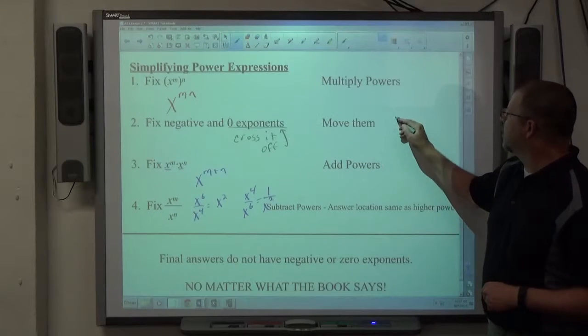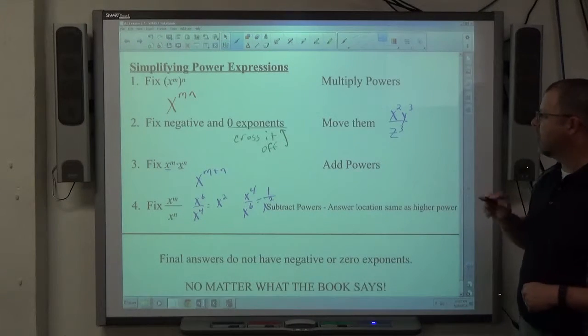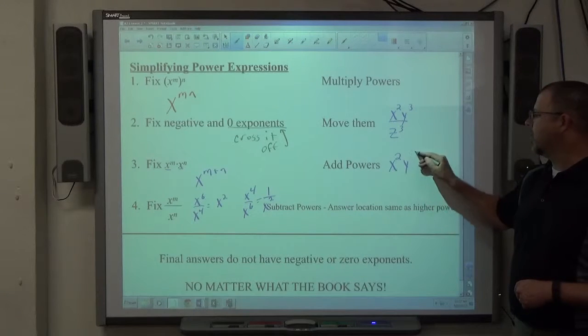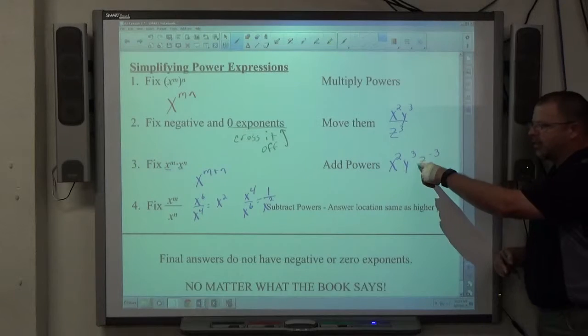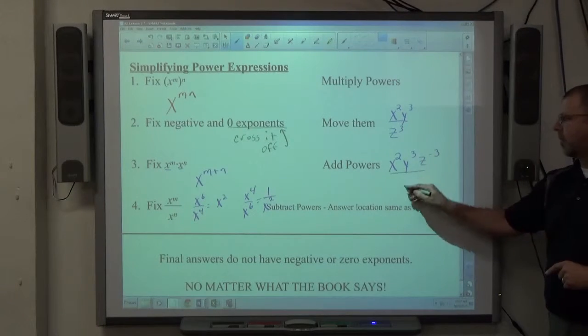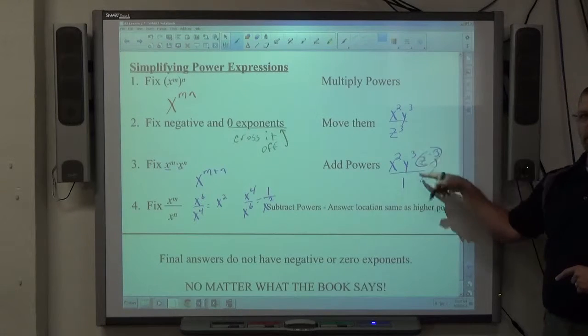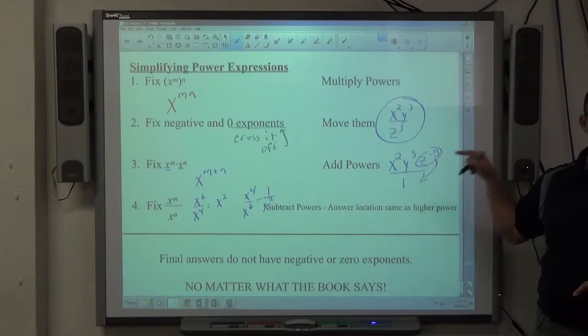Let's say your answer is x squared y to the 3rd over z cubed. Let's say that's your answer. And the back of the book has x squared y cubed z to the negative 3rd. Hopefully everybody can see that this answer matches that answer, because that negative 3rd power just means that this belongs in the bottom, right? Same answer? That's how I want your answer written, even though the back of the book says that's the answer.